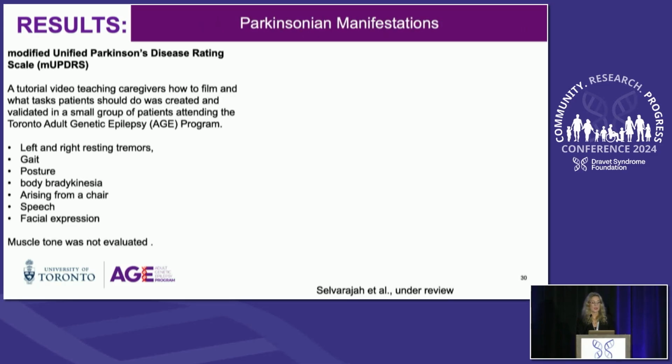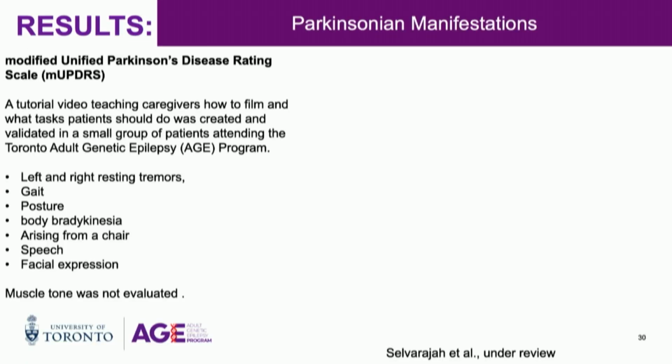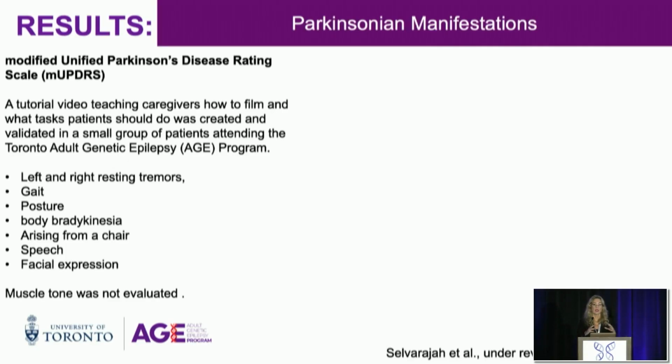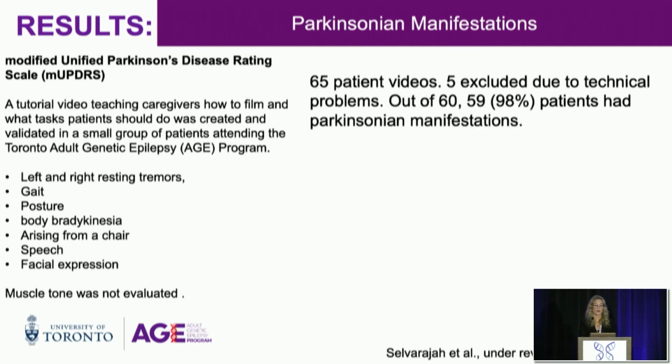What did we see with regards to the Parkinsonian manifestations? So first of all, how did we assess that? We created a video with a tutorial to ask parents to record these things with their own smartphone. And then when we got these responses, out of the 65 videos, 5 had to be excluded for technical reasons, but we had 60. And out of the 60, we saw Parkinsonian manifestations in 98% of them.